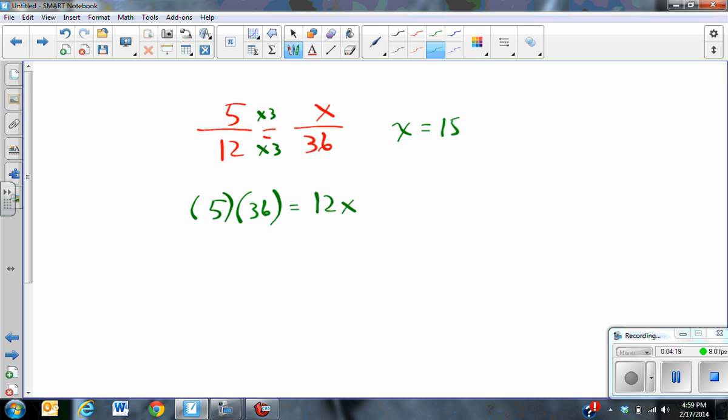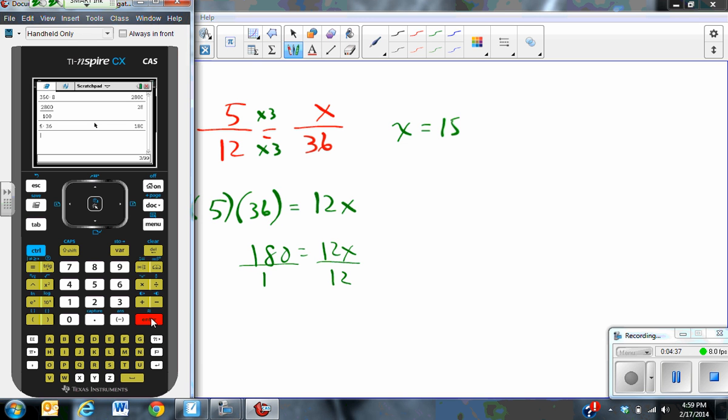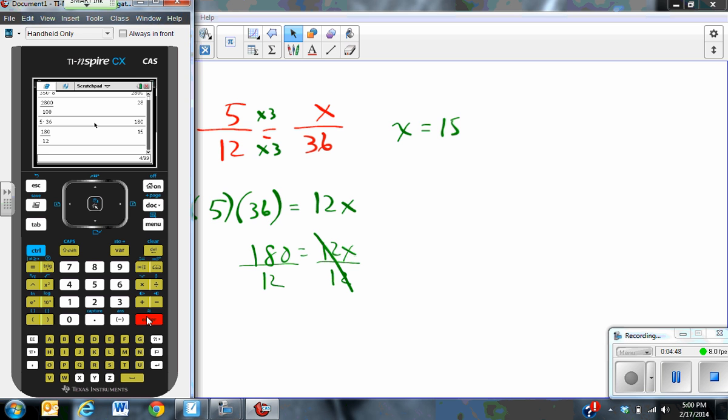Okay, get out my calculator. Let's see if I can do it more gracefully this time. Okay, so I would say 5 times 36. I hit enter. Okay, that gives me 180. So 180 is equal to 12x. How do I solve for x? Divide by 12. Okay. Now all I have to do is hit the division symbol because my calculator remembers the 180 and divide that by 12. And there it is, 15.